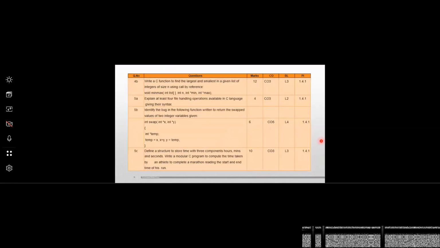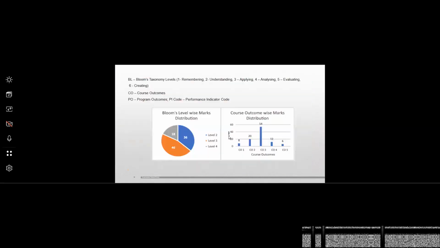Okay, 3A, 3B. You can see CO4 is mapped to this question. Course outcome 3 is mapped to 4A, and you can see level 4 is also there. Level 4 is analysis. See, this program needs some analysis to get some output, right? So that's why L4 is given. Next slide, please. Similarly, we have CO5 and L4. That means this question paper has gone up to the Bloom's taxonomy level 4, up to analyzing. Okay, not beyond that. And which course outcome is mapped is shown here in this question paper itself.